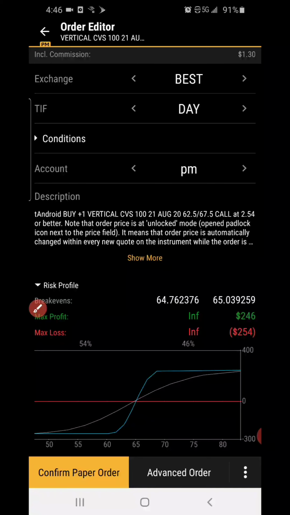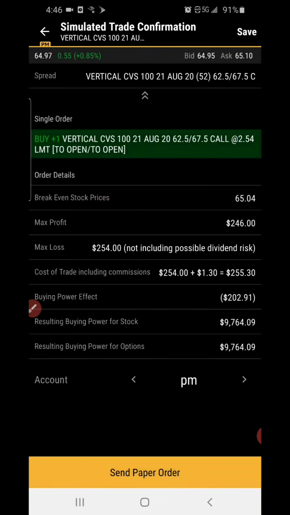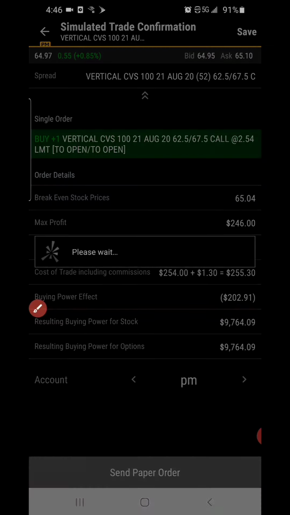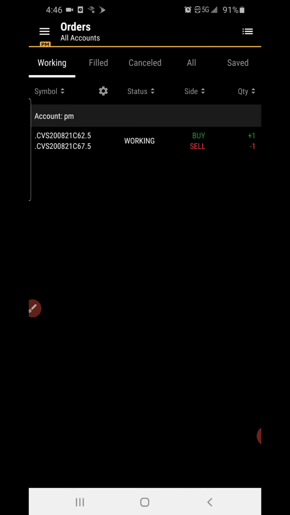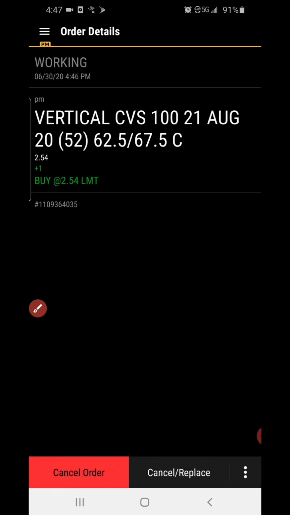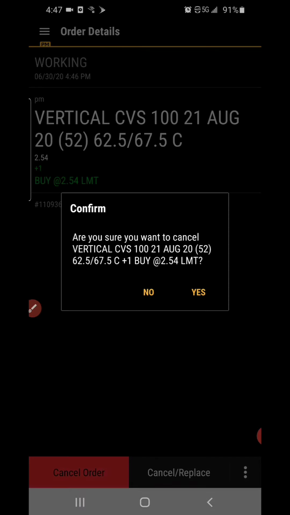Okay, so then we click confirm, and then we would click send paper order, which is right down here, this button, right? And that's how we would place the trade. Let me just click it. This is what happens on the app. It'll say working right here. But let me go ahead and just cancel this order because we're not really placing it.